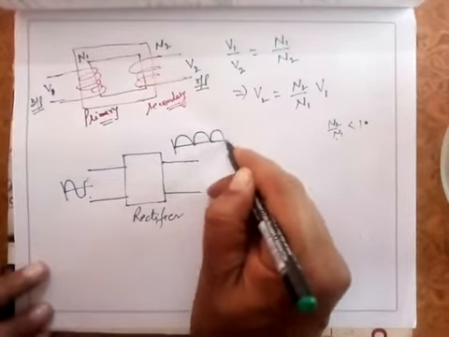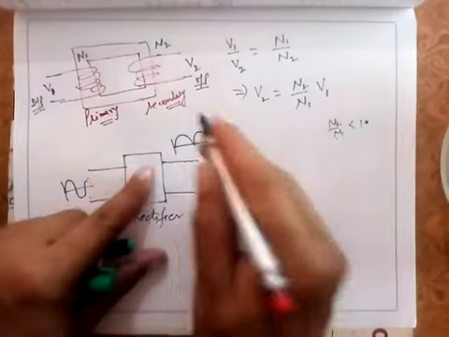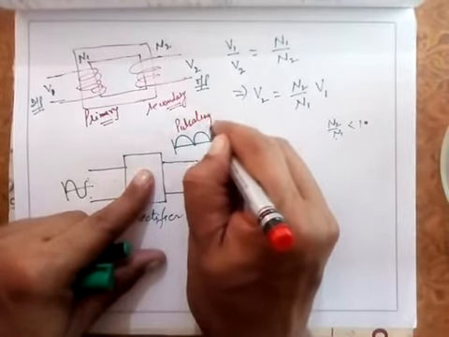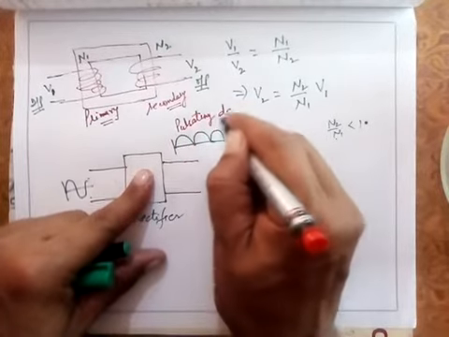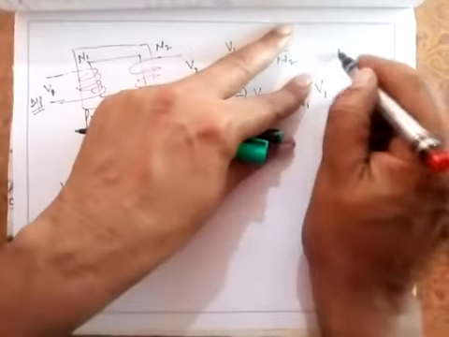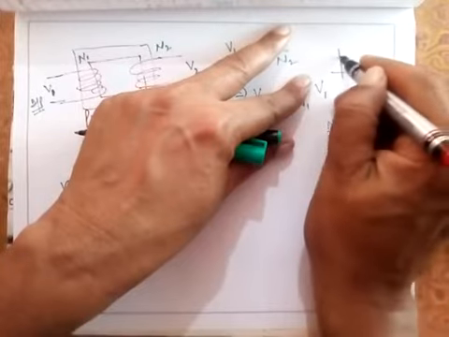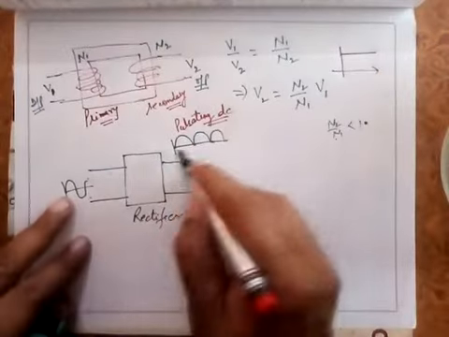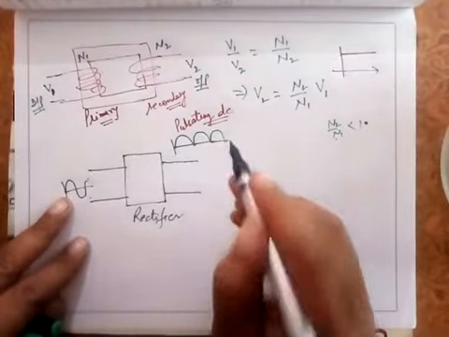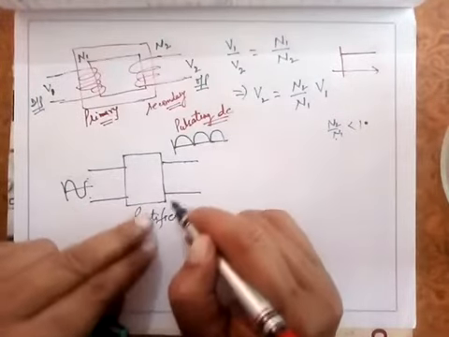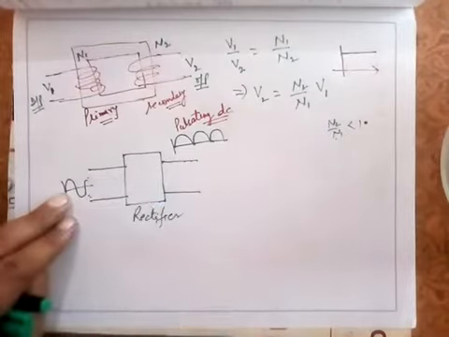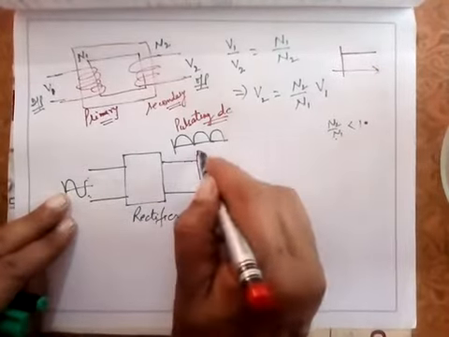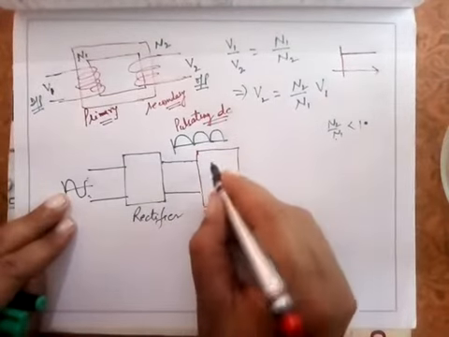This DC is called a pulsating DC. Pure DC is like this. This one has ripples, certain AC ripples. So this is a rectifier which converts this AC into a pulsating DC. Now further, from this rectifier, this is given to a filter.